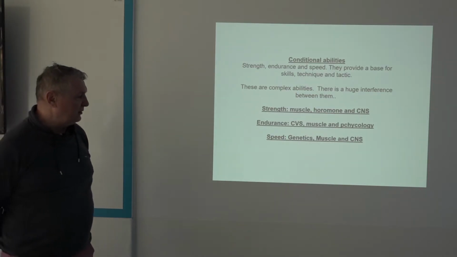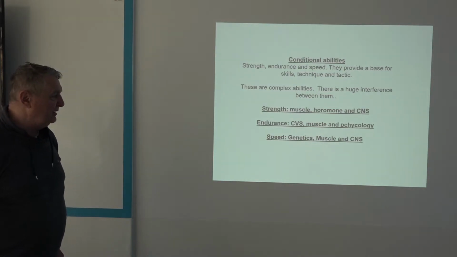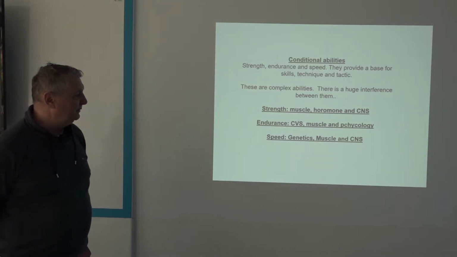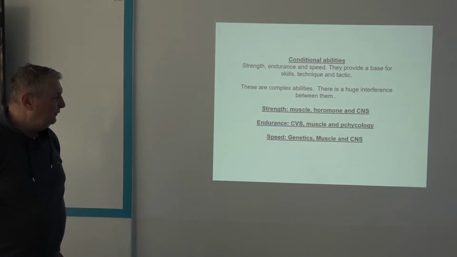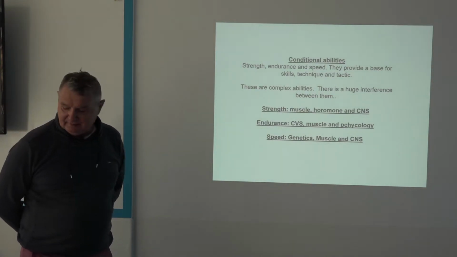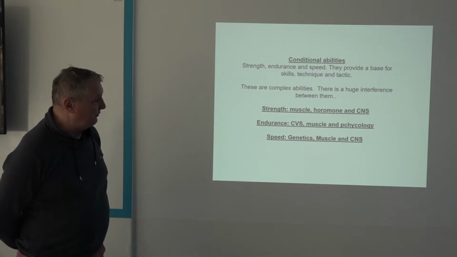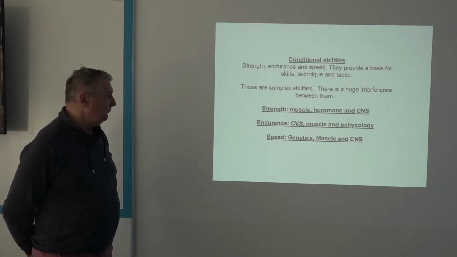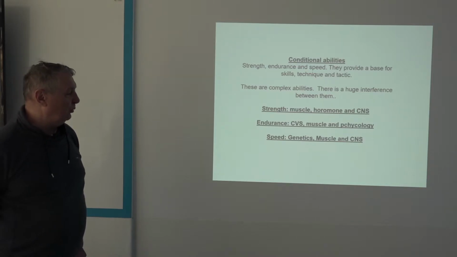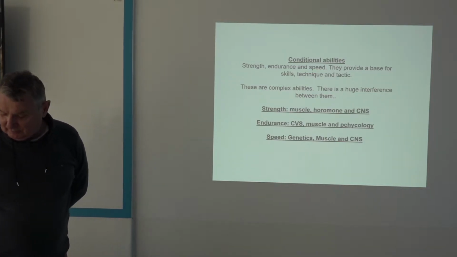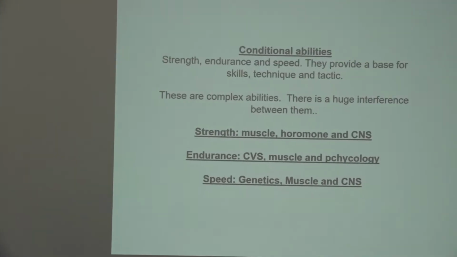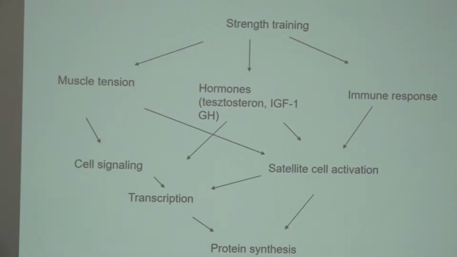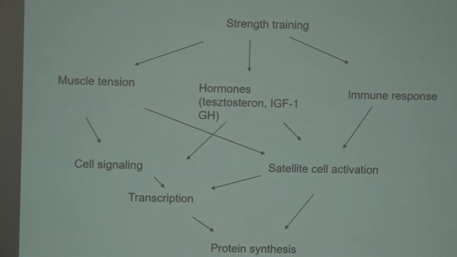And in case of speed, we would also say the skeletal muscle is important. Genetics may be the most important here if we compare to endurance and speed, and the central nervous system also plays a very important role. So as you can see, all of these abilities, there is one common, which is called skeletal muscle. So first, I'm going to talk about skeletal muscle, very short review. And I'm jumping and maybe come back later.